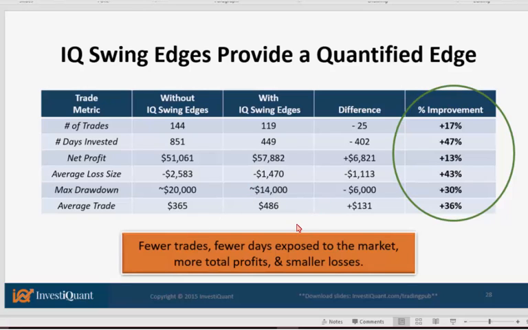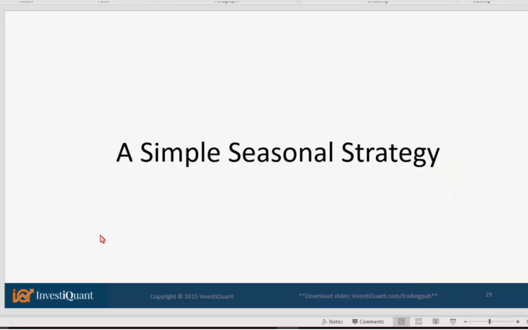And your average trade actually moves up as well. So you have fewer trades, fewer days exposed to the market, more total profits, and smaller losses. That seems like a nice way to improve on a simple strategy. Right? That's kind of the idea of what you would want to do.